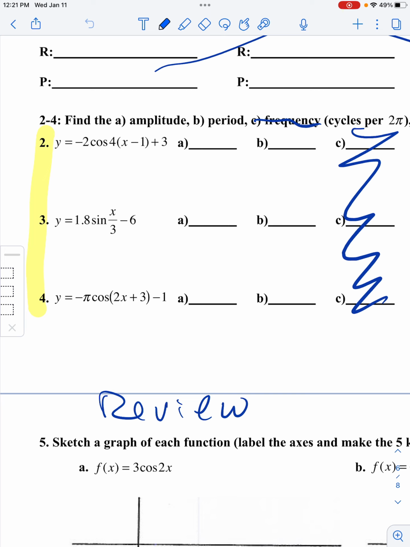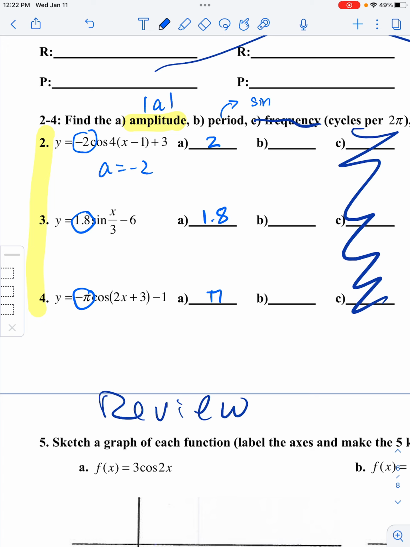Okay, so keep in mind that the amplitude is always the absolute value of the A value. The negative flips it over but does not impact the amplitude. So in this case, the A value is -2, but the amplitude is just 2. Here the amplitude is 1.8, and here the amplitude, even though that's negative pi, which will flip it over, is just pi.